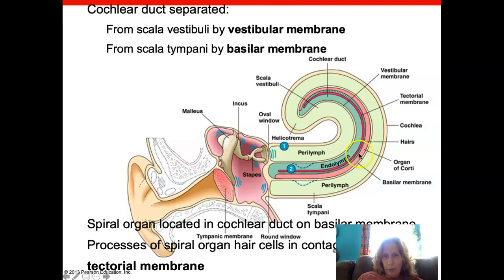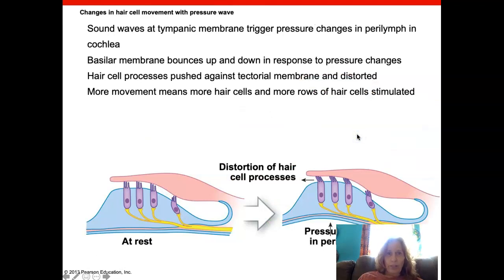And the processes of the spiral organ, those hair cells, are in contact with an overlying tectorial membrane. So I know there's just so much going on here, but bear with me. So you've got this tectorial membrane and the hair cells. Sound waves at the tympanic membrane trigger pressure changes in the perilymph. The basilar membrane bounces up and down in response to pressure changes. The hair cell processes push against the tectorial membrane, and this stimulates a nerve impulse. So let's go back to here.